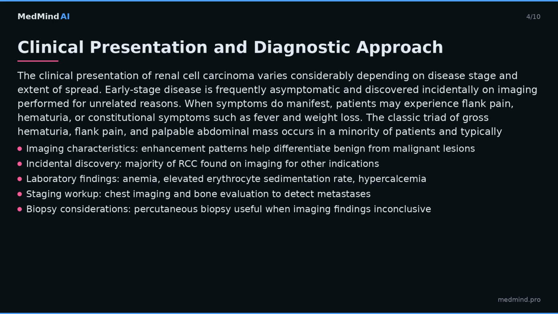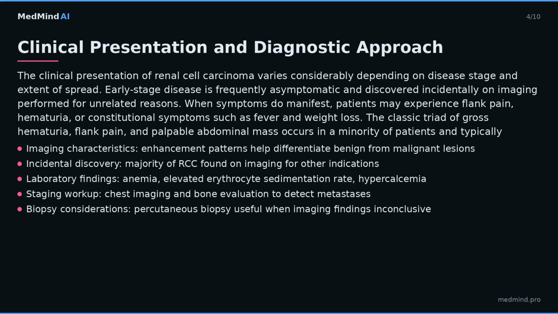The classic triad of gross hematuria, flank pain, and palpable abdominal mass occurs in a minority of patients and typically indicates more advanced disease. Modern diagnostic evaluation relies primarily on cross-sectional imaging modalities, with computed tomography and magnetic resonance imaging providing excellent visualization of renal masses and assessment of metastatic disease.